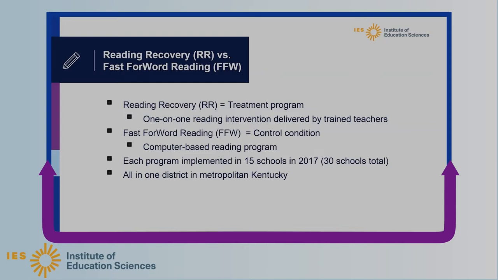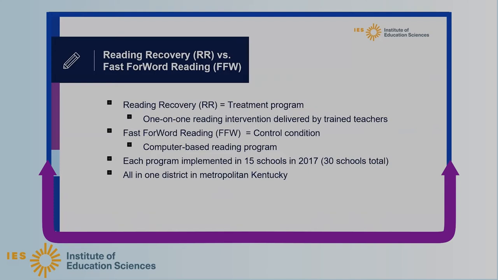The demo example I'm using to showcase CAPCAT 1.2 is also available on the CAP Project Templates webpage if you'd like to download it and follow along. It shows a fully completed cost analysis in which reading recovery is the treatment program and fast forward reading is used in the control condition. It's loosely based on a cost effectiveness analysis conducted as part of a research practice partnership with Jefferson County Public Schools in Louisville, Kentucky.